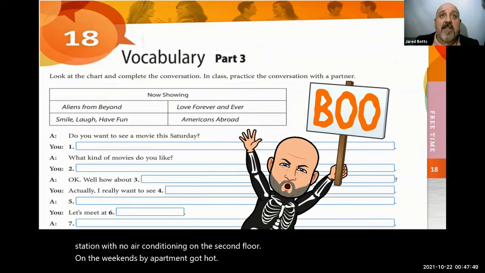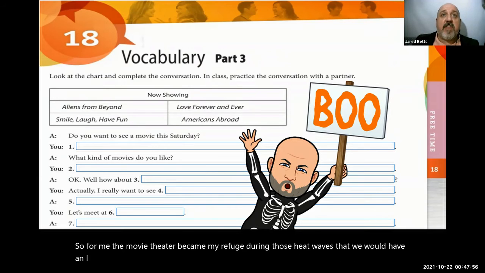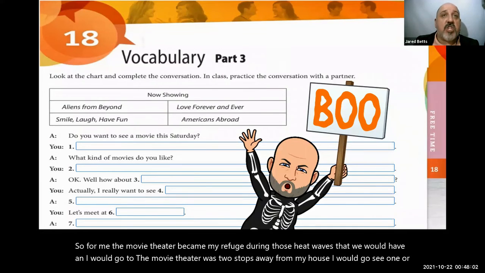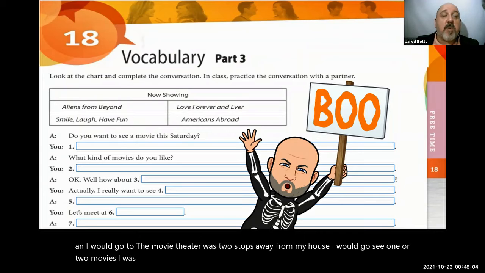So for me, the movie theater became my refuge during those heat waves that we would have. And I would go to the movie theater. It was 2 stops away from my house. I would go see 1 or 2 movies. I was cheap and I would have a coffee in between.